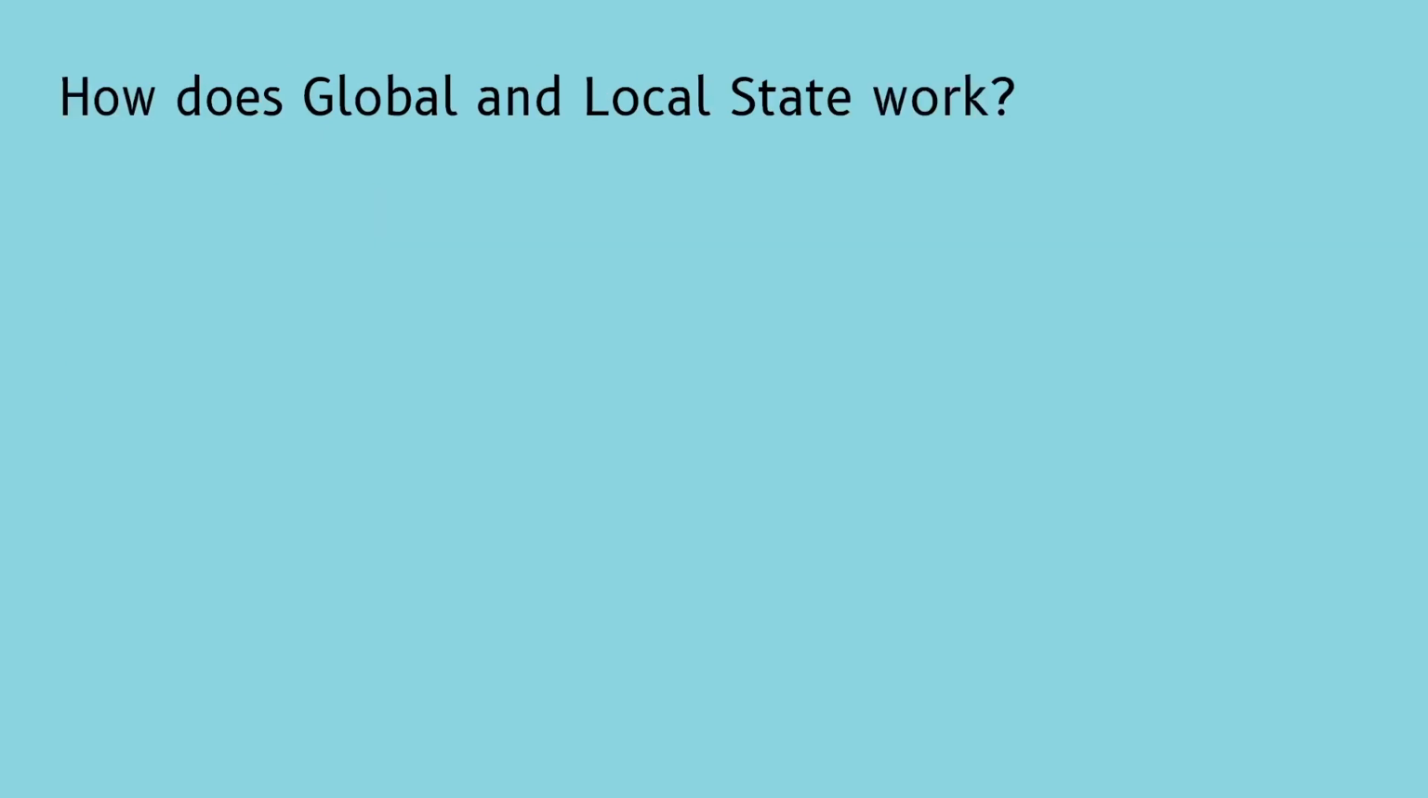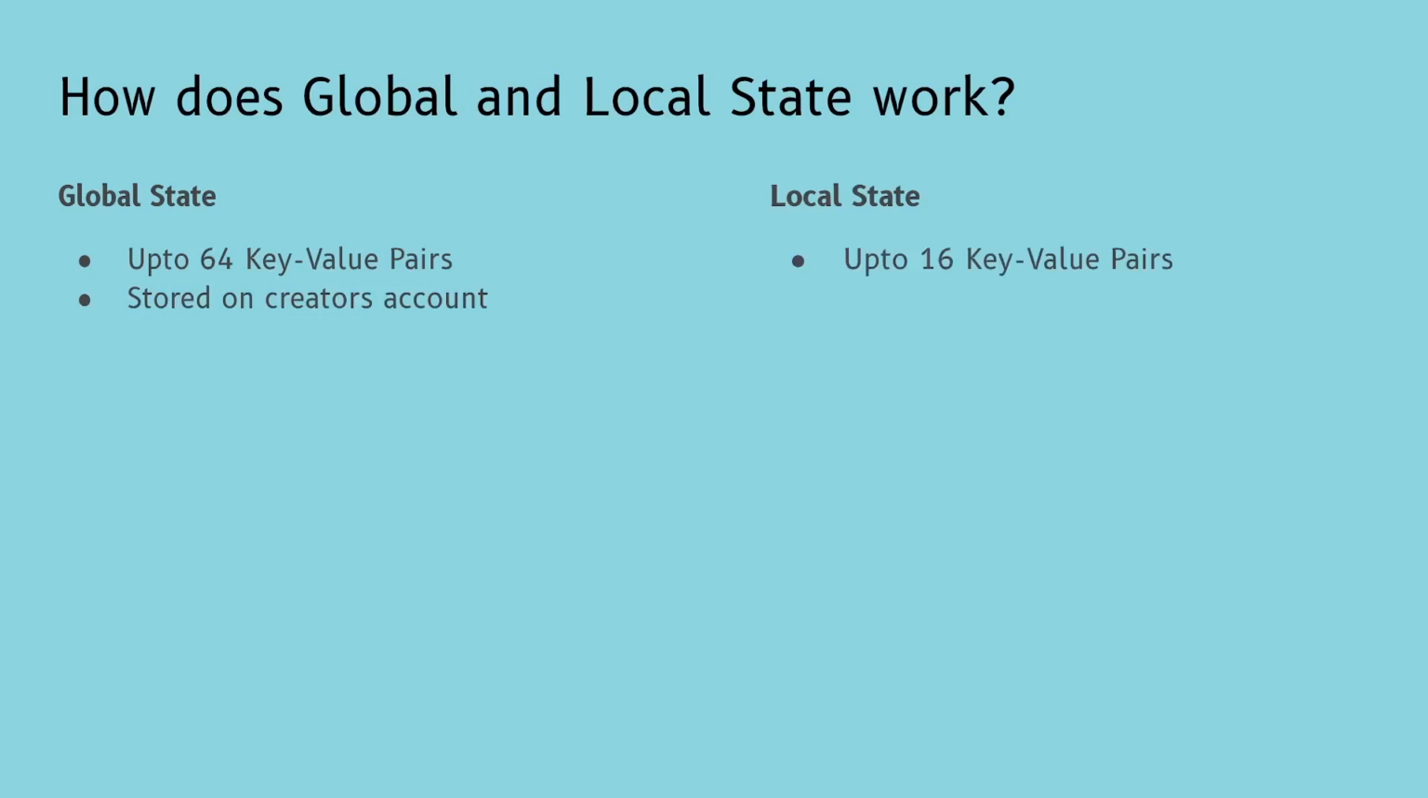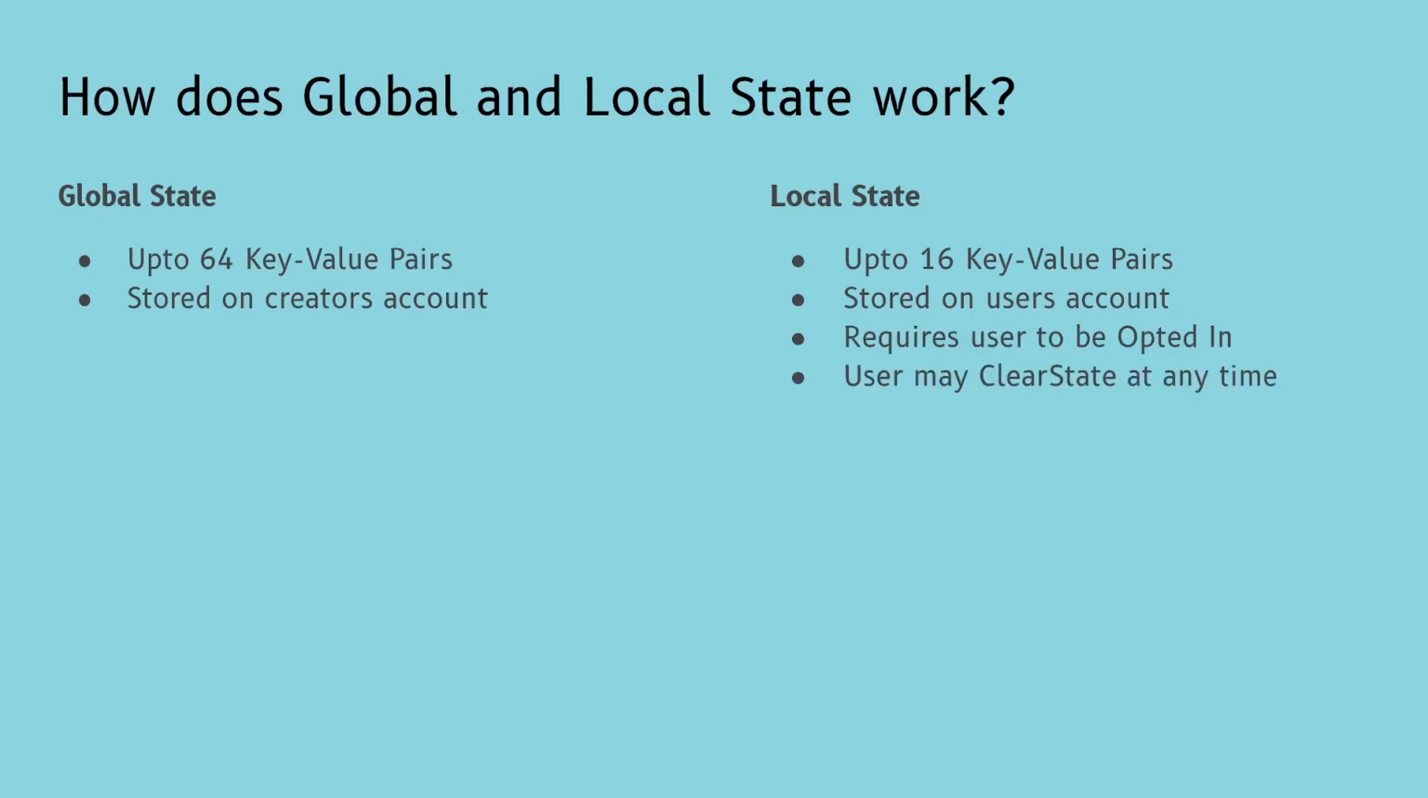How does global and local state work? Global state data can store up to 64 key value pairs and is recorded directly to the smart contract, or rather the creator's account. Local state can store up to 16 key value pairs and is recorded on the user's account, but in order for local state to be available for an account, they must have opted in to the smart contract first. Also, a user may choose to issue a clear state transaction at any time, removing their local state data from the ledger.